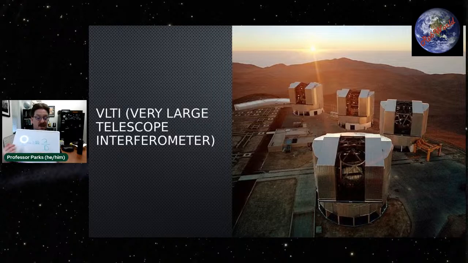The larger the baseline, the better the angular resolution. So instead of getting angular resolutions of arc seconds, which is typical for an 8-meter telescope or a 10-meter telescope, you can get angular resolutions down to milliarcseconds, or 1/1000th of an arc second. Now, what can you do with that?